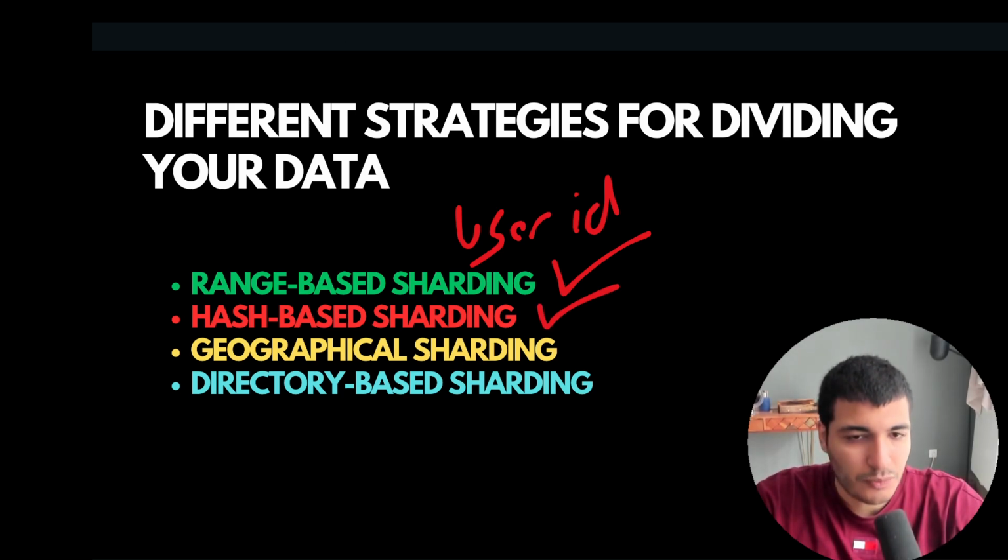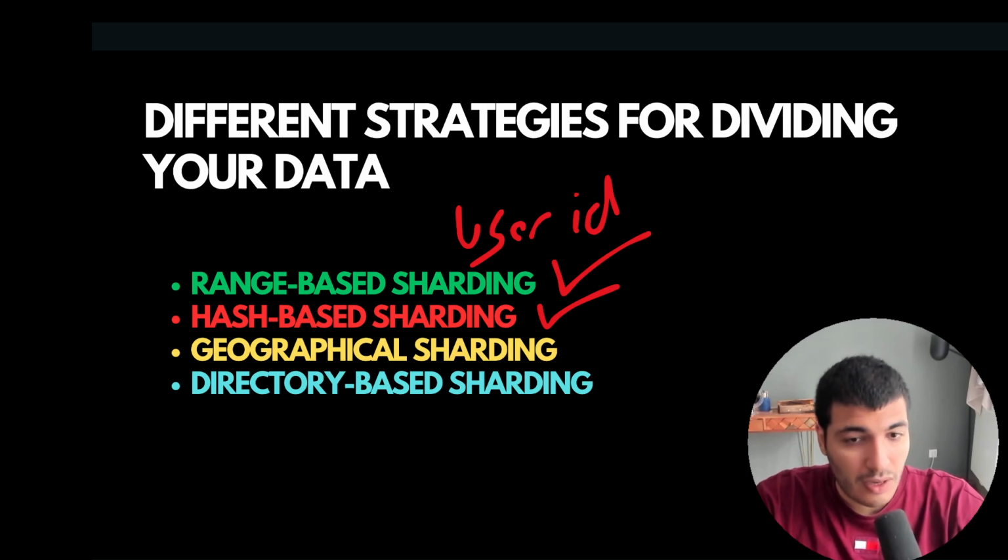Next, we have hash-based sharding. This strategy applies a hash function to your shard key to determine which shard a particular piece of data belongs to. For example, you might take the user ID, apply a mathematical hash function, and then use the remainder after dividing by the total number of shards to decide which shard the data goes to.